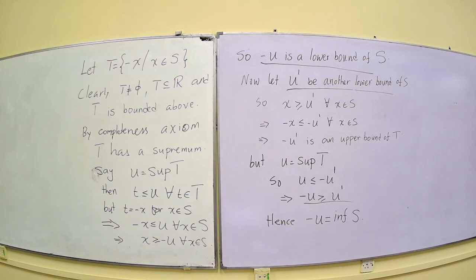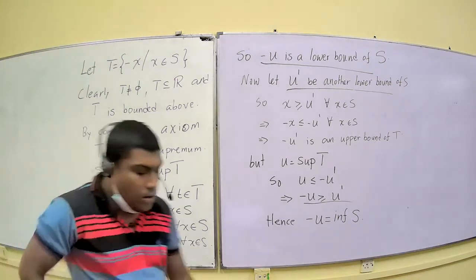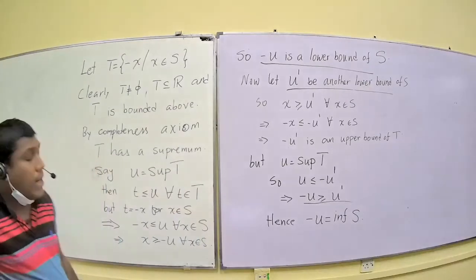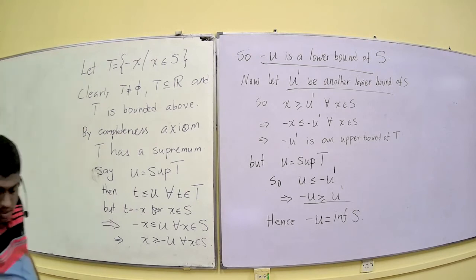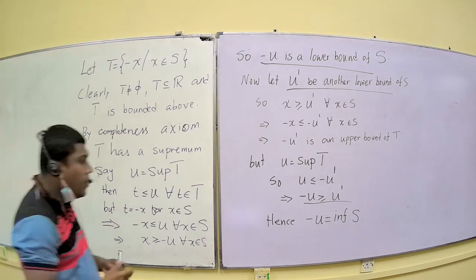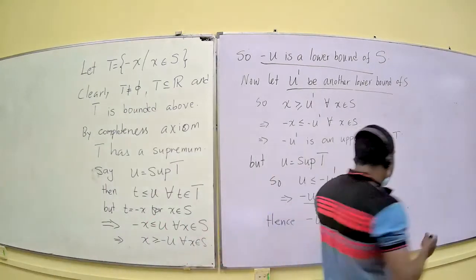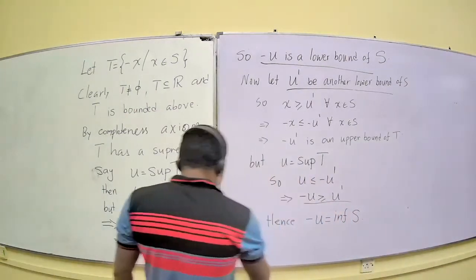So this is one of the key proofs of writing the relationship between two properties, right? Infimum property and supremum property. You can always prove the other way around as well. So I will give that as a homework. You can try your own.